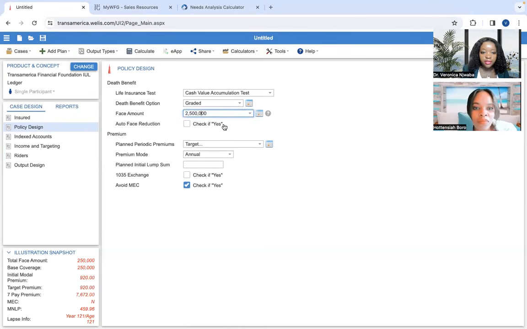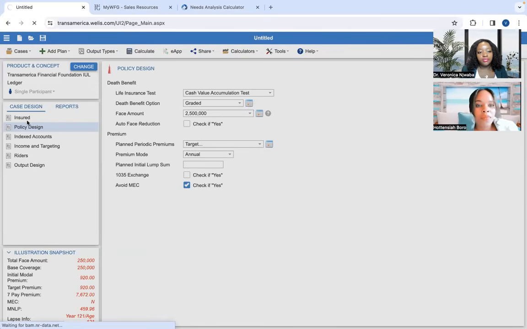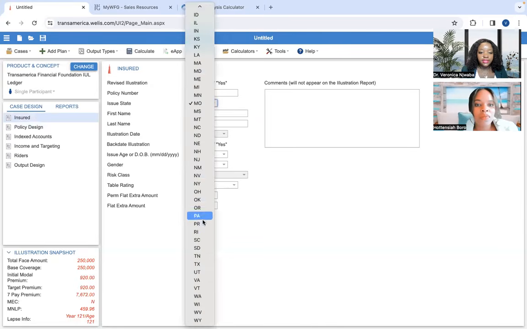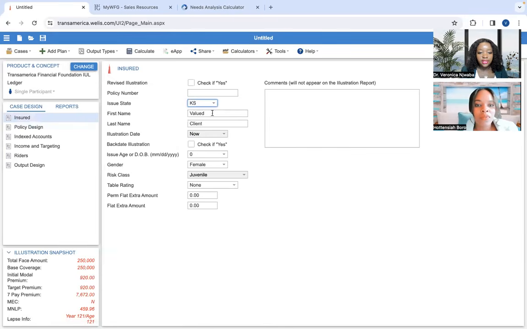Okay, I think we're good now. All right, so let's assume we have a face amount of 2.5, okay? We're going to see what the target is annually, but also, I'm going to start here from the insured part. Let's see, you are in Kansas, you said. So Kansas is KS, so Kansas. Then I want to put here Hortensia.